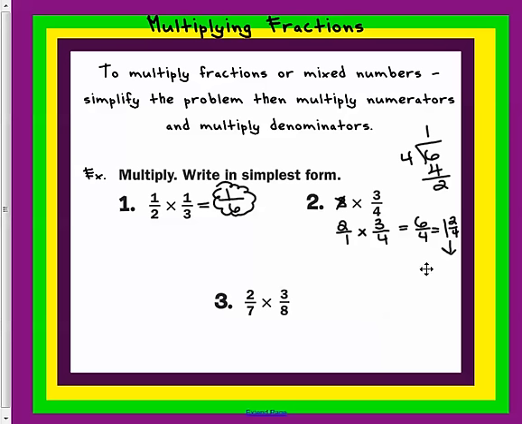Now, that's not simplified. We still need to take 2/4, and both of them are divisible by 2. So we factor out a 2. 2 divided by 2 is 1. 2 divided by 4 is 2.